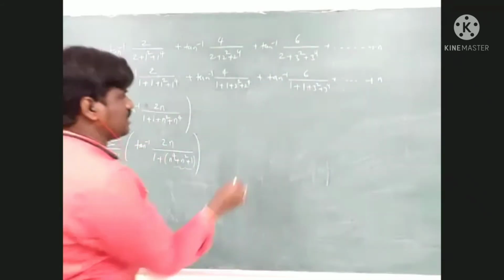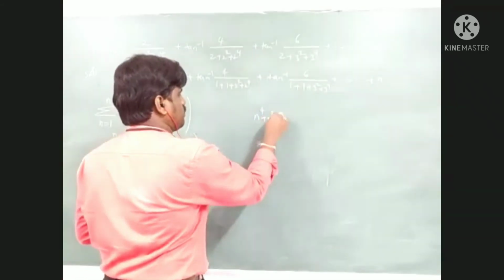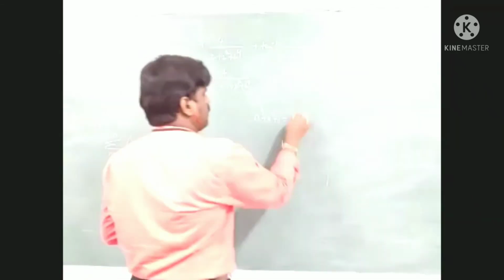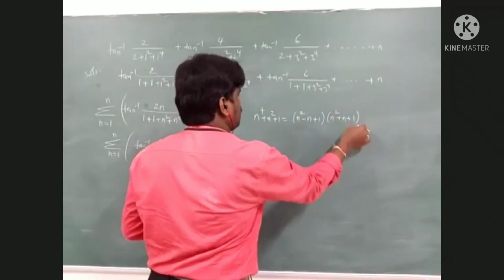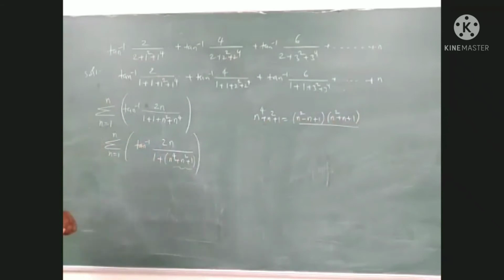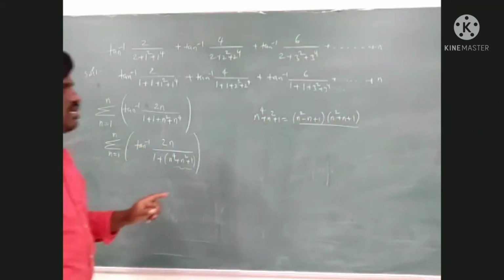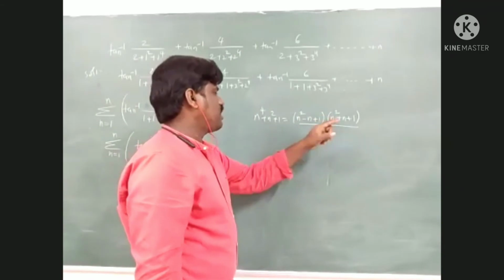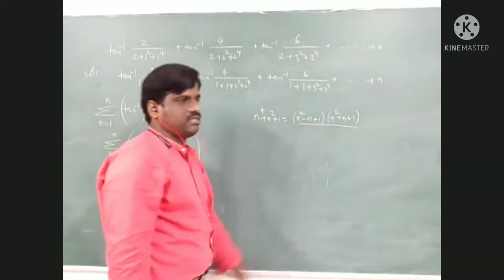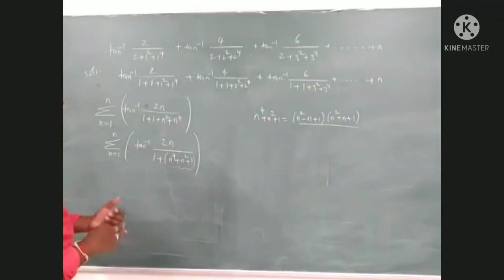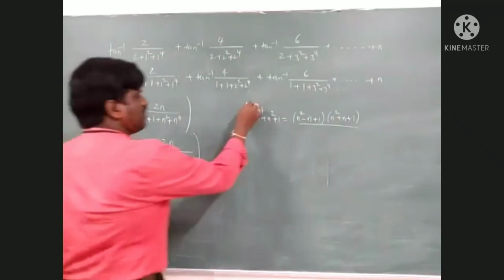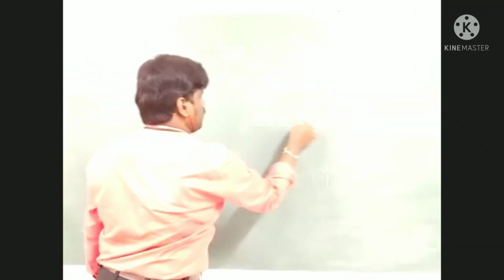Whenever there is n power 4 plus n square plus 1, this is very important for JEE. The factors are n square minus n plus 1 into n square plus n plus 1. There is a synthetic division method to prove this, and there are other methods also. I'll tell you the proof in your class because now it's a waste of time. So you have to remember this. This is a golden formula. It is very important for JEE.